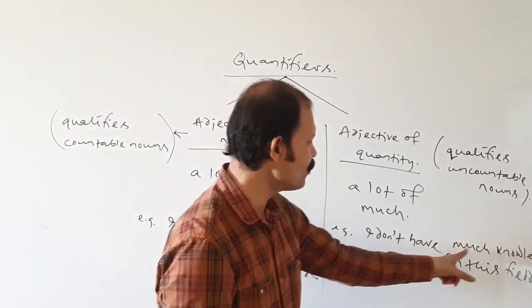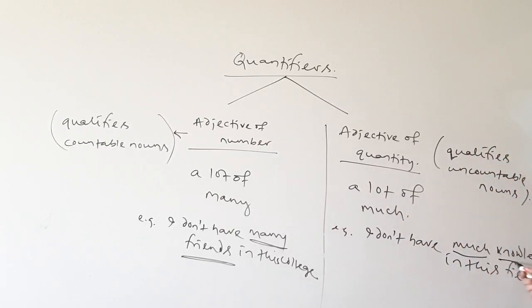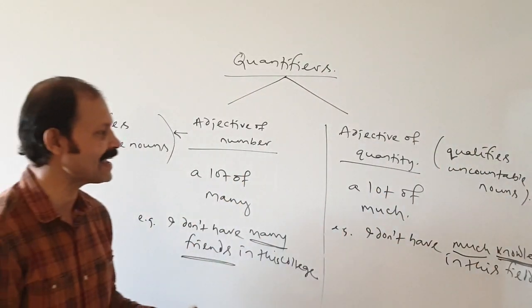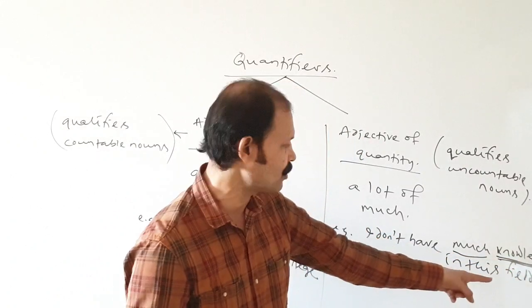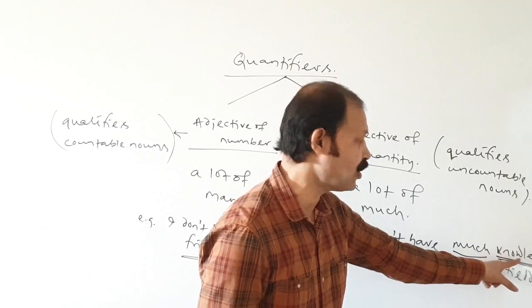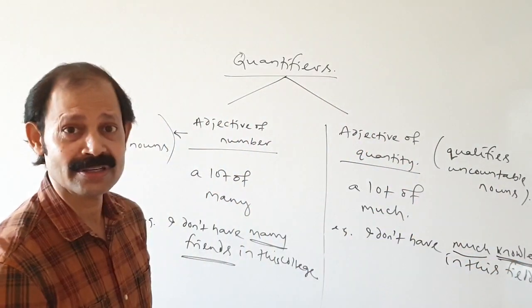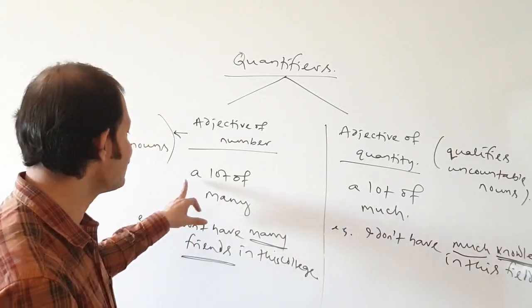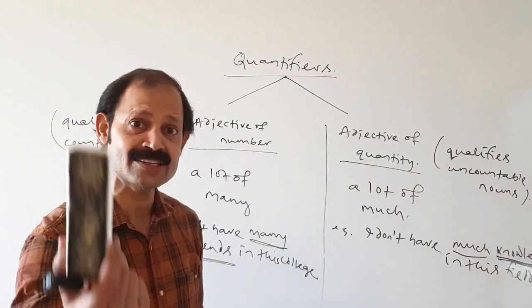And here, I don't have much knowledge in this field. Much is the word you are using to describe knowledge, and knowledge is an uncountable noun. You cannot say one knowledge, two knowledges, five knowledges. Because knowledge can never be described in terms of number, it is an uncountable noun. And because much describes an uncountable noun, it is adjective of quantity. Now, can you mark the difference between a lot of and many? When I was using a lot of to describe both countable and uncountable nouns, mark the nature of the sentence.